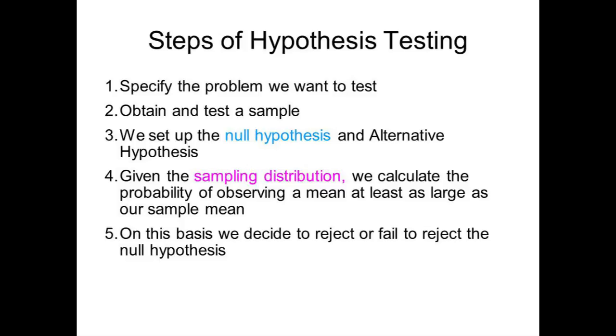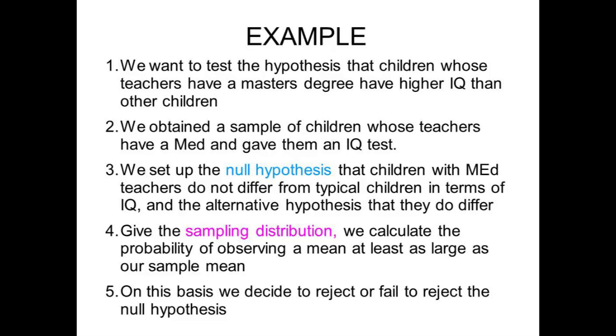So in order to test this, we're going to do 5 steps, these 5 steps of hypothesis testing. First, we're going to specify our problem, then we're going to take and test a sample, then we're going to set up a null and alternative hypotheses, and then we're going to use the sampling distribution to calculate the probability of observing a mean at least as large as our sample mean, and then on that basis, we're going to decide to reject or fail to reject our null hypothesis. And then here's what each of those 5 steps are going to look like based on the example that we just talked about.